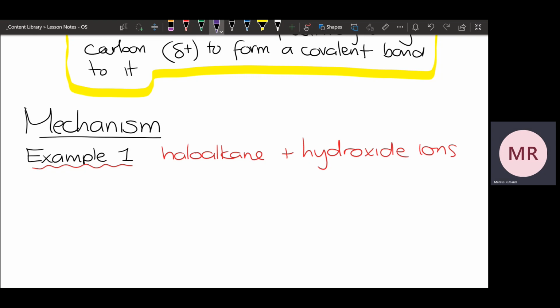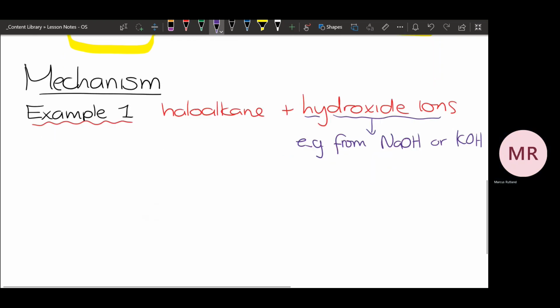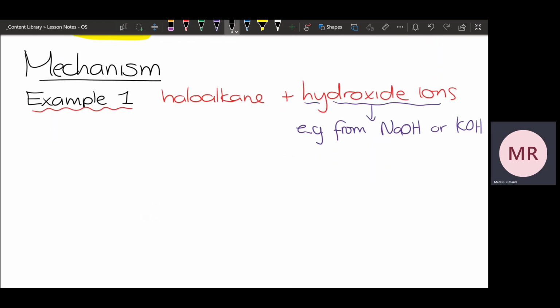The hydroxide ions, obviously, don't come in a pot on their own. So, for example, from sodium hydroxide, or it could be another hydroxide, potassium hydroxide. Okay, so we'll take a simple haloalkane, and I'll do it full structural just to make it easier to see. So let's have a chloroalkane, and here's our hydroxide ion.